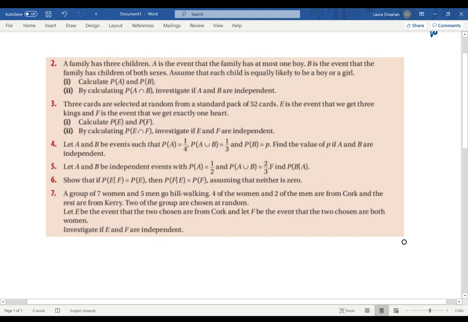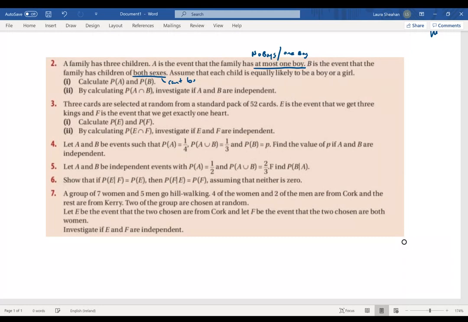So question 2: a family has 3 children. A is the event that the family has at most one boy. So at most one boy would mean they have no boys or one boy only. B is the event that a family has children of both sexes. So that would mean it can't be all boys, so it can't be boy, boy, boy.